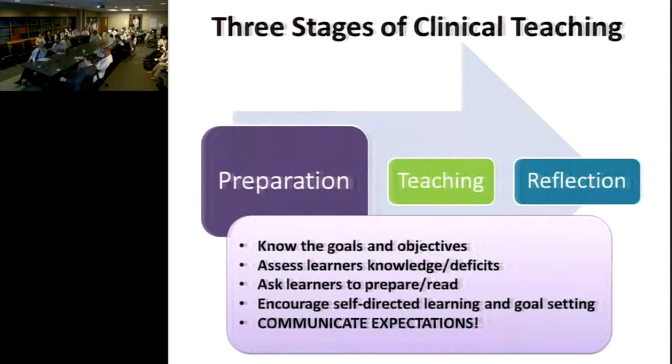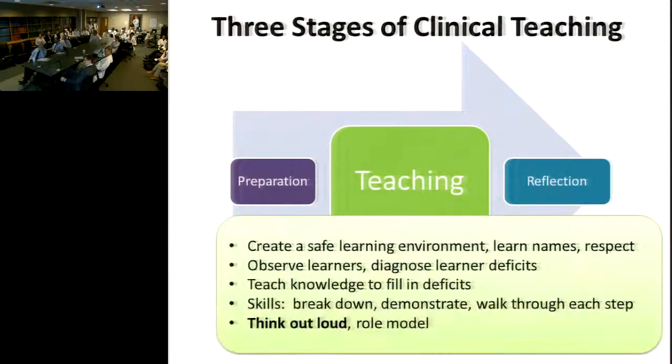You've got to assess the learner's knowledge and their deficits. That's through conversations. You might ask the learners to read, encourage them to do their own self-directed learning. And communicate. We can't learn for anybody. We can't help anybody learn, really. I mean, if you don't want to learn it, you're not going to learn it. We can teach it all day long, but if you don't want to learn it, you're not passionate about it, you're not going to. So anyway, communicating expectations is really helpful as well.